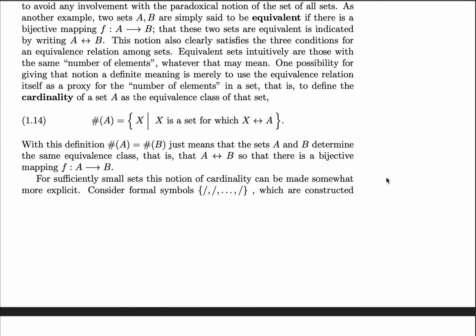With this definition, we say the cardinality of A is equal to the cardinality of B, just meaning that A and B are determining the same equivalence class, or namely that they are equivalent to one another. So there's a bijective mapping between them. For instance, if you have two sets of cardinality 2, then they're clearly equivalent to one another.